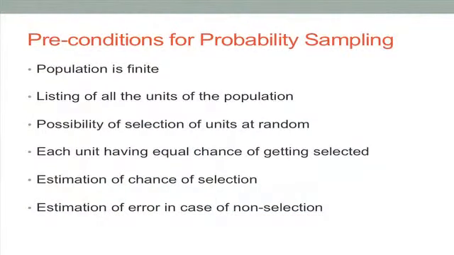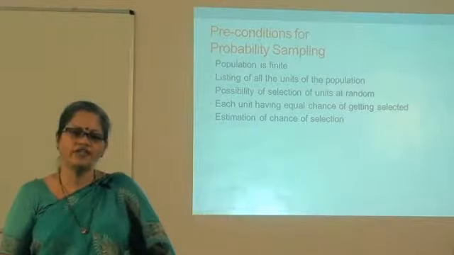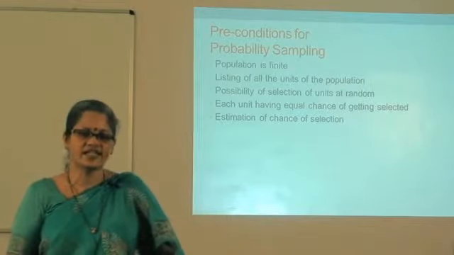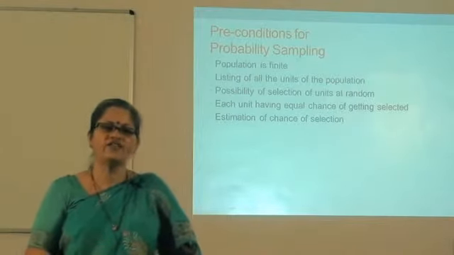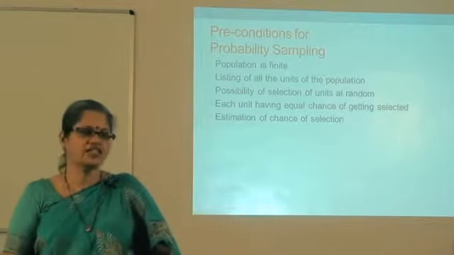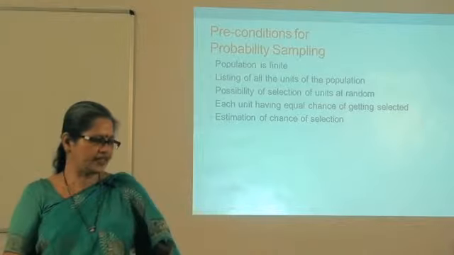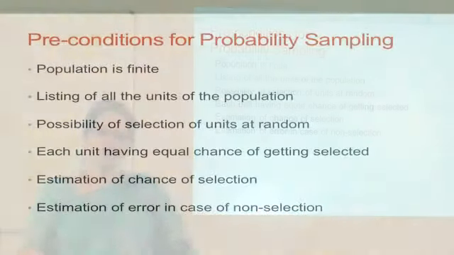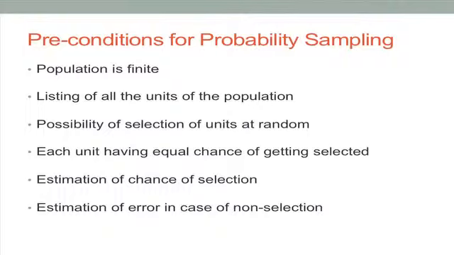Possibility of selection of units at random. If I have that list, then I can follow it. Each unit will have the equal chance of getting selected in the sample. Then estimation of chance of selection, like I have given you the example of coin, 50-50% are the chances, that is the estimation. So accordingly, if 100 units are there, then 100 is the chance for each one to get selected in the sample. Estimation of error can be done.